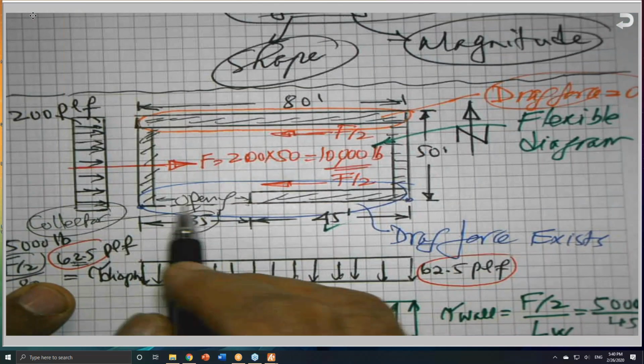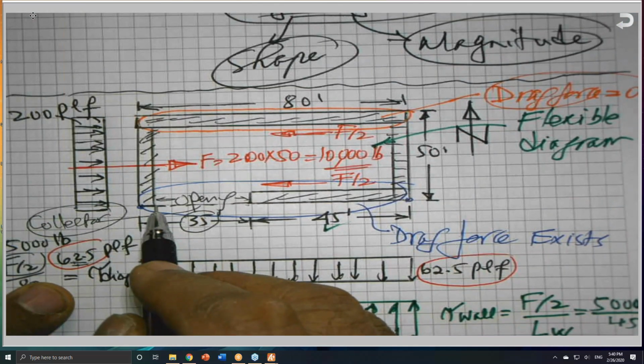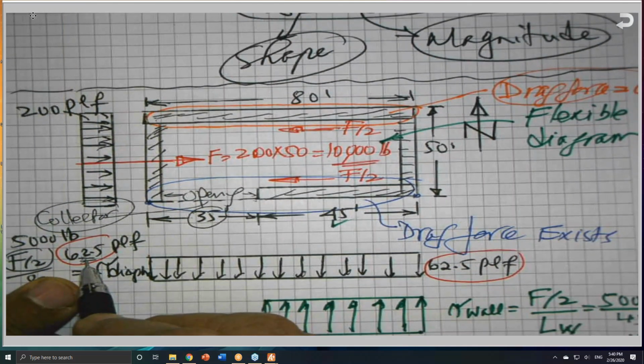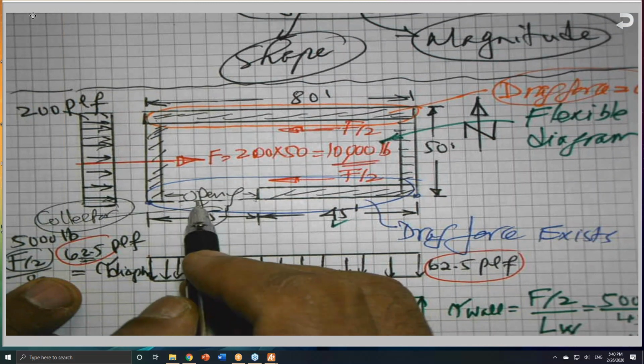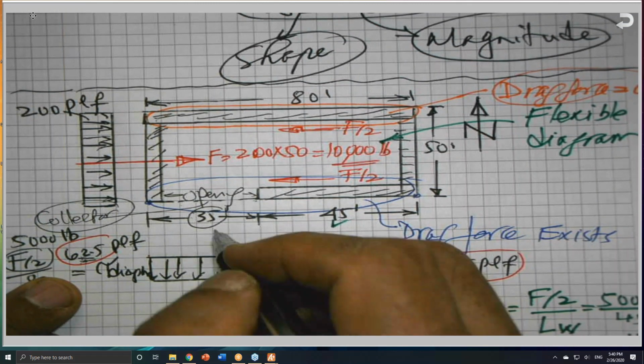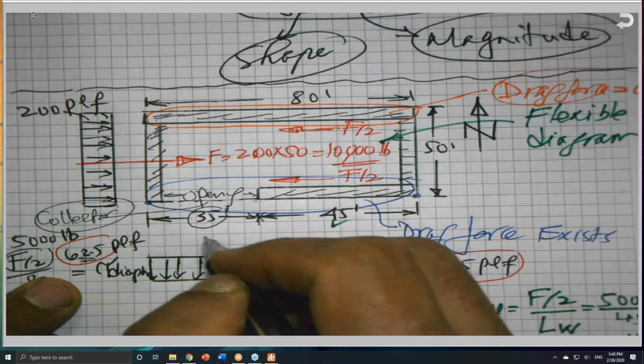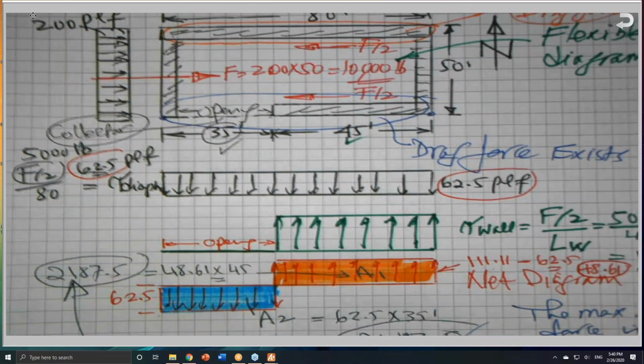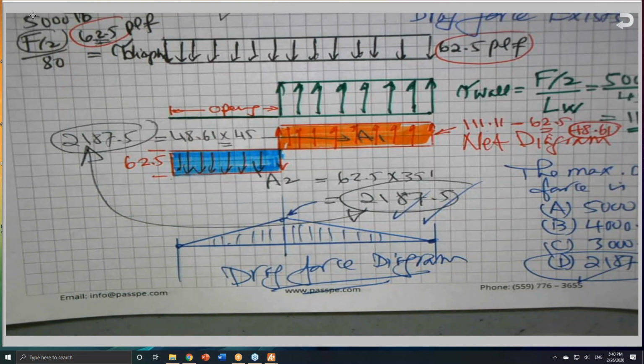Because the drag force will be increasing: every 1 linear foot I'm collecting 62.5, 62.5, 62.5, all the way up to here until I reach the end of the opening, which is 35. How much did I collect over 35? So 35 times 62.5 will give us the maximum drag force, and this is what we got. I hope this is very clear.